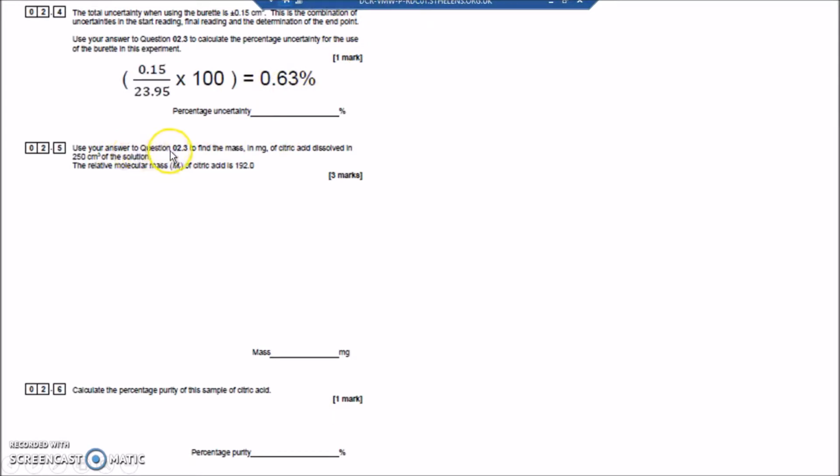0.63%. Use your answer to question 2.3 to find the mass in milligrams of citric acid dissolved in 25 centimeters cubed. The relative molecular mass of citric acid is 192. So, what have I got? I've got a volume of sodium hydroxide and a concentration of sodium hydroxide, 0.05. The volume needs to be in decimeters cubed, so divide by 1000 to turn centimeters cubed into decimeters cubed, 0.0295 decimeters cubed, and I've got 0.05 concentration.